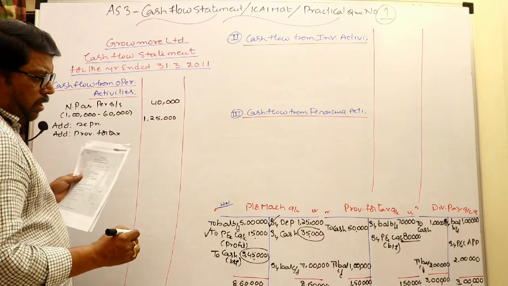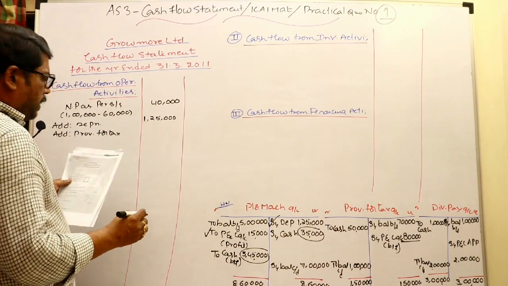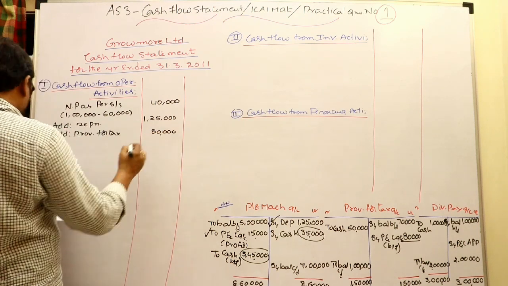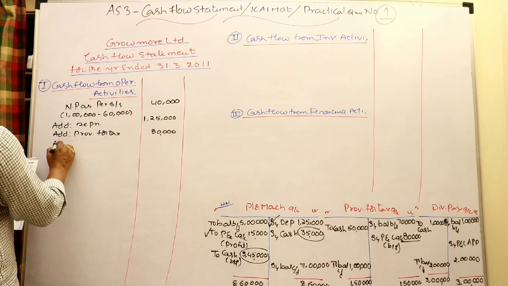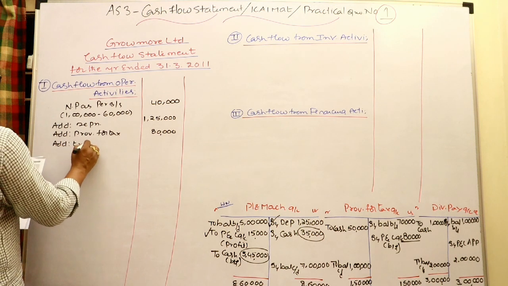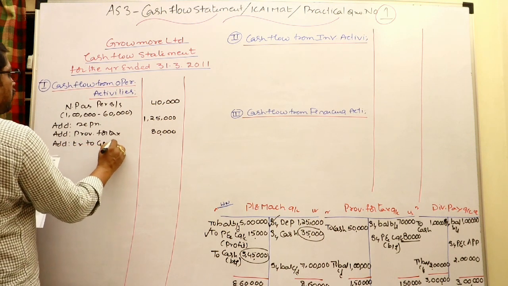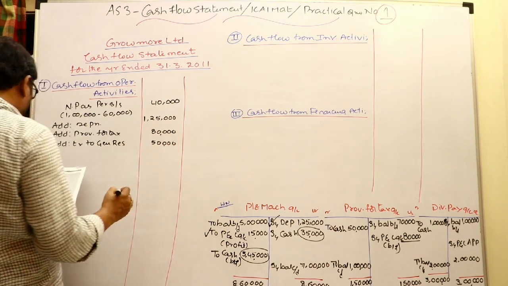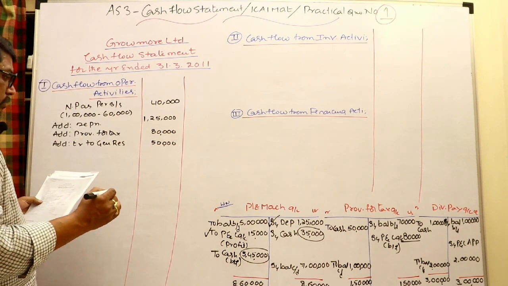Provision for tax is a non-cash item. It should be added back, 80,000. Tax paid should be deducted. Add transfer to general reserve, 50,000.